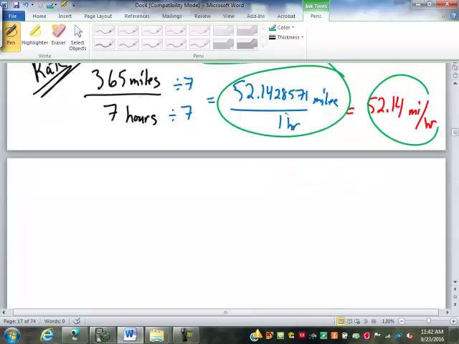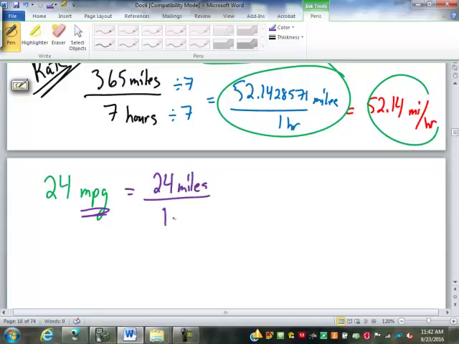In fact, sometimes we hide the fraction altogether. We might list something as 24 mpg. What does mpg stand for? Miles per gallon. When you see that, you need to realize that that means 24 miles per 1 gallon. This is the form we need it in to calculate with it.